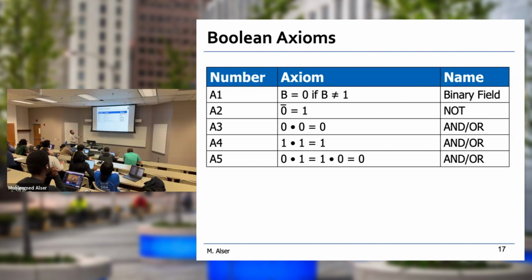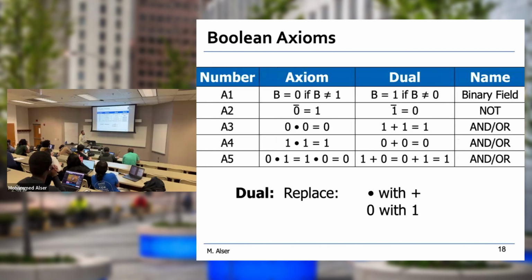When you have 0 multiplied by 0, we consider it as 0, okay? When 1 multiplied by 1, then it's 1. When 0 multiplied by anything, directly 0. Okay, those are the trivials. So 5 trivials. Now let's see the duality. The duality: we replace any dot with a plus, and we replace the 0 or 1 with 1 or 0. This is how we come up with the duality, which is again trivial. It's easy to come up with.